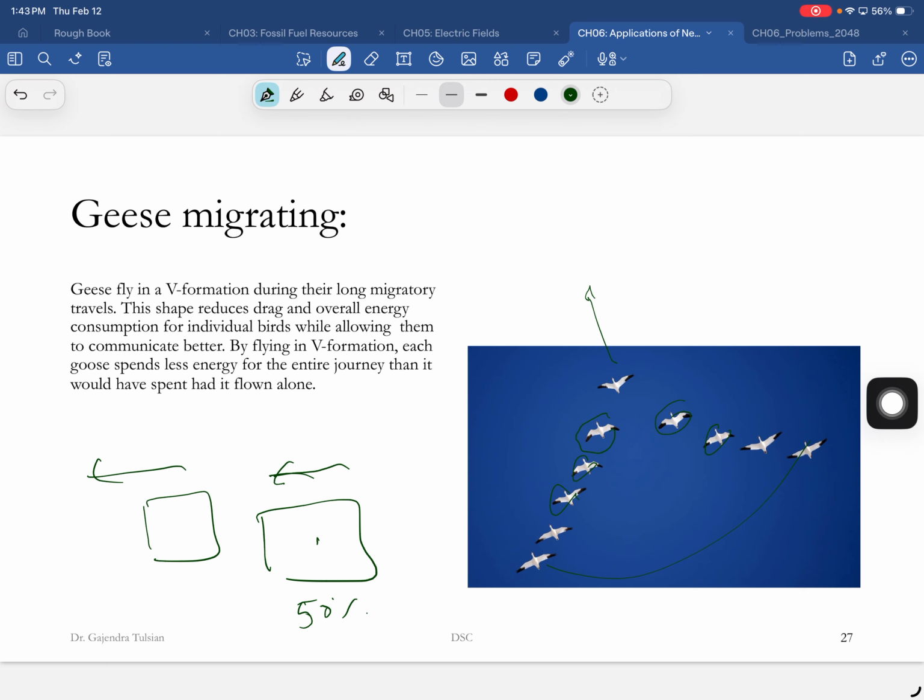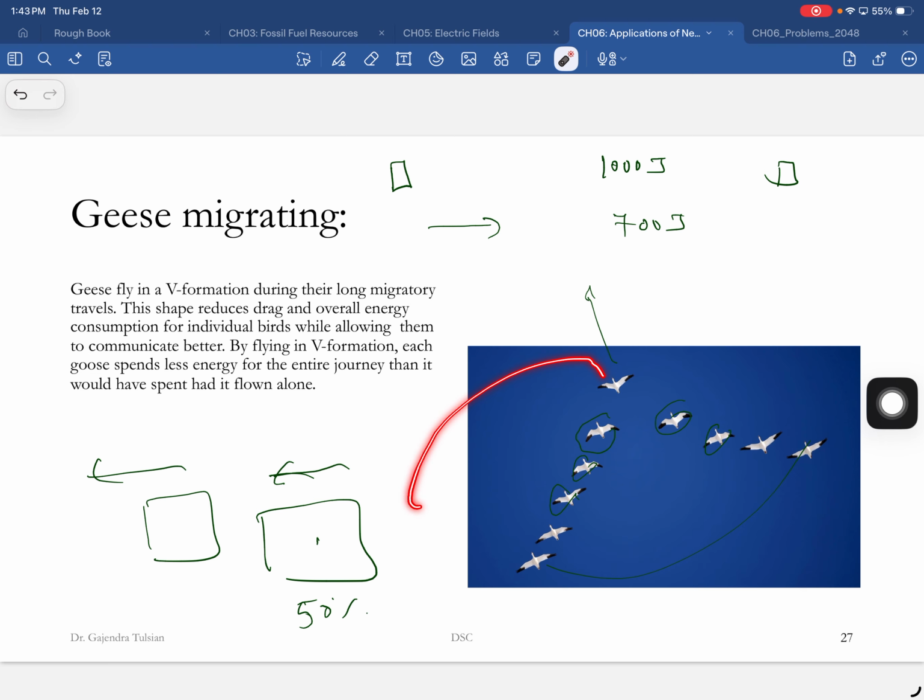So does that mean the geese swap out that first one? There you go. All right. So if you want to go from point A to B, and if you fly all by yourself, let's say you use 1,000 joules of energy per goose. You fly in formation, each goose might use 700 joules of energy. That's a lot. Yep, that's a lot. Yep. So this guy's working the hardest right now, but then you swap out and all that. So these guys know physics.